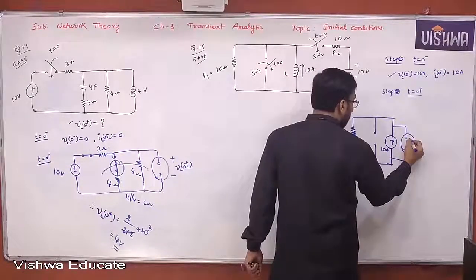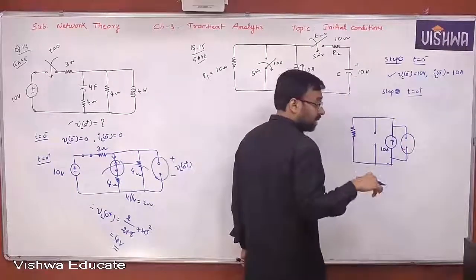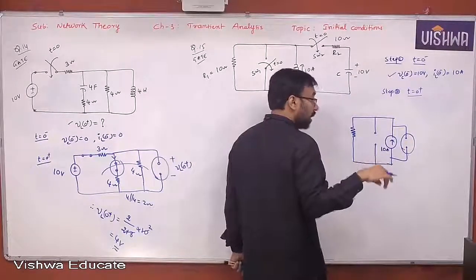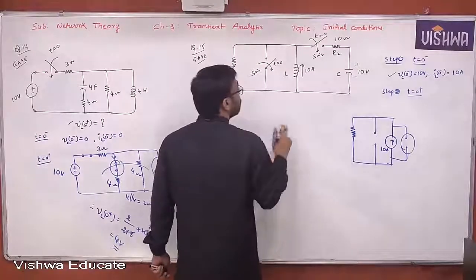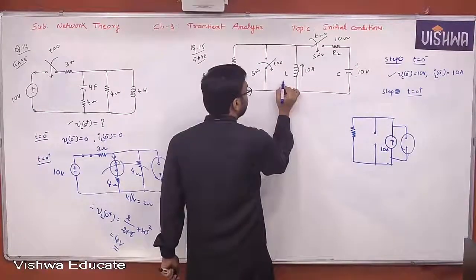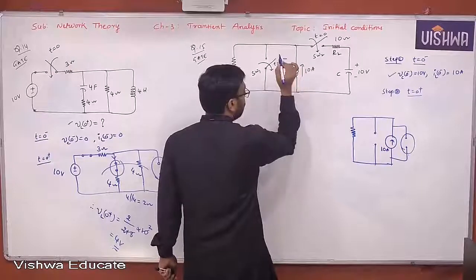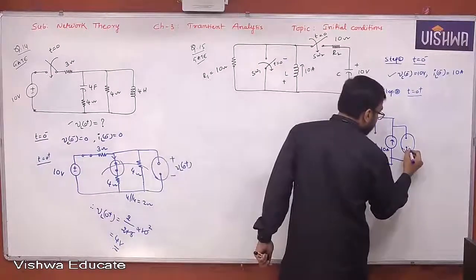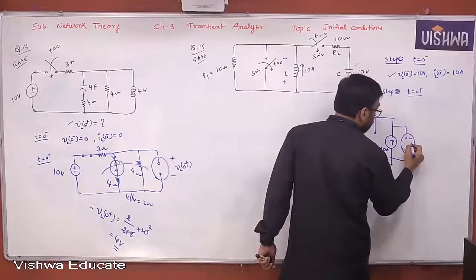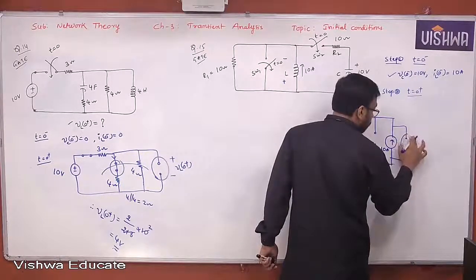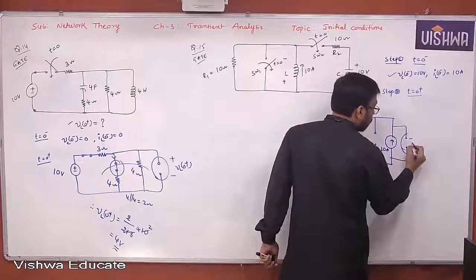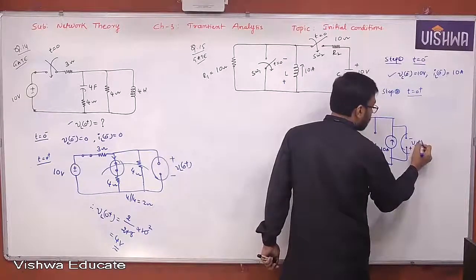But what is actually required here is the voltage across the inductor. Understand all of you? So how do you find the voltage across the inductor? This is plus, this is minus, let us say. You want VL of 0 plus.